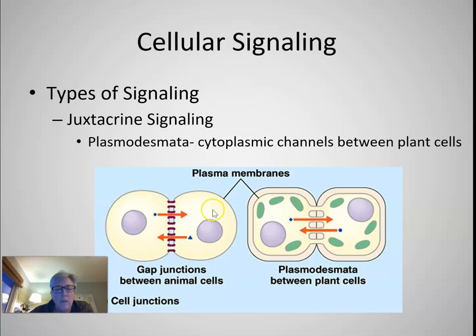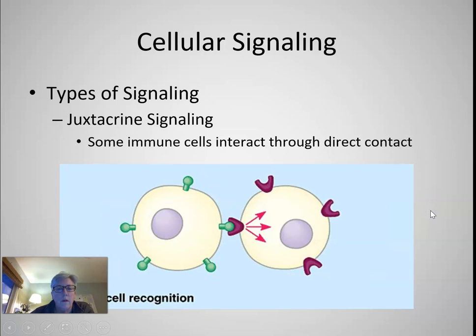Gap junctions from one cell to the other. And then similarly in plant cells, they're called plasmodesmata, and they're just channels directly connecting these two plant cells. Okay? All right, awesome. Immune cells also can talk to each other through direct contact.